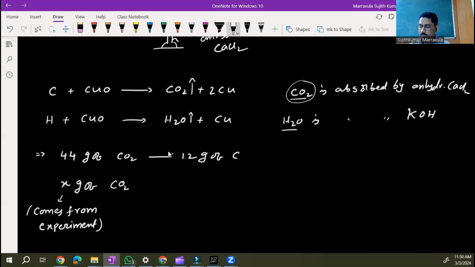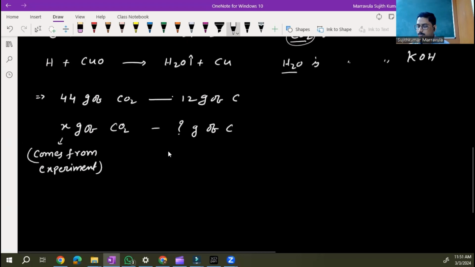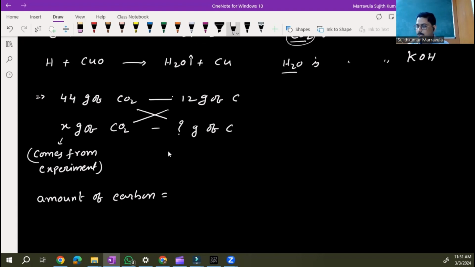Experiment. How many grams of carbon does the CO2 contain? It's a simple thing. You can take it as the amount of carbon, equal to cross multiplication. That means 12 into X, where X means the amount of CO2 formed.